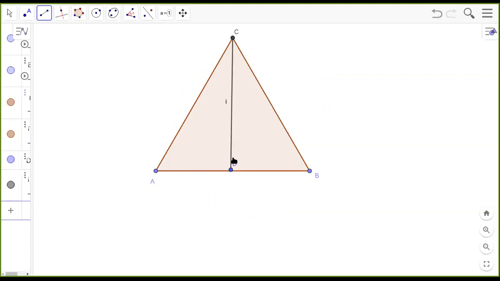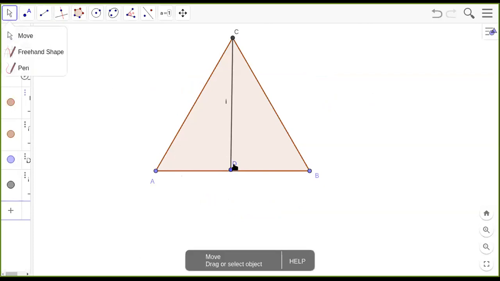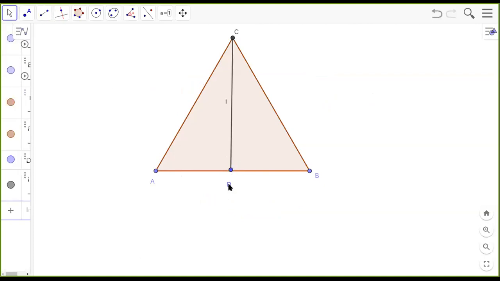Okay, so CD is the perpendicular that we have drawn. If it is a perpendicular, it is also the median of the triangle. Why? Because it's an equilateral triangle. Only in an equilateral triangle, the altitudes and the medians will coincide. Now, if CD is the median, then can I say D is the midpoint of AB?